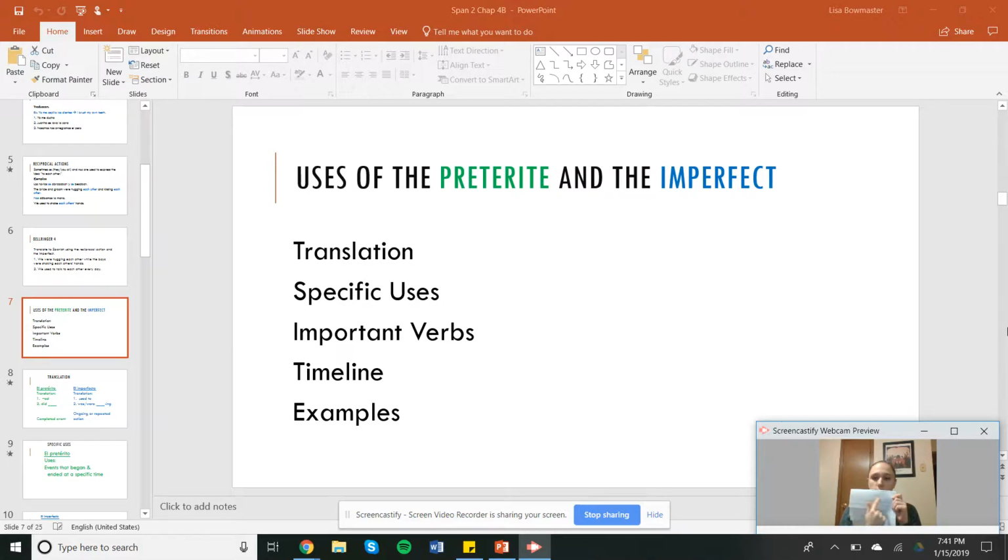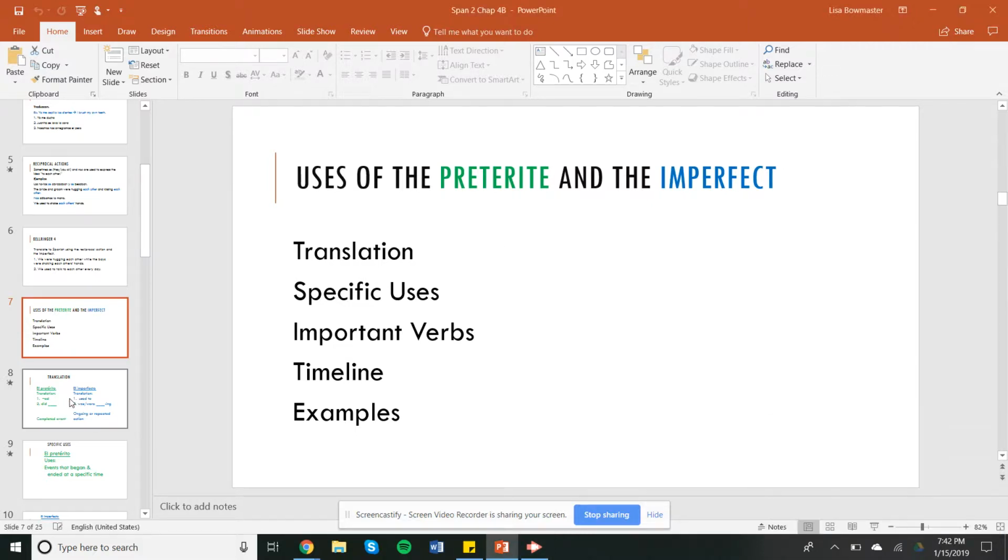Your titles will be right here, and they're listed on the screen. Translation, specific uses, important verbs, timelines, and examples. Here's what mine looks like. Pause that if you need to. Notice I'm using green for preterite, blue for imperfect. So each slide of notes, we will open up the new tab. Keep this flip book forever because you will want it forever. Trust me. So pause if you need to, and then let's move on to translation.